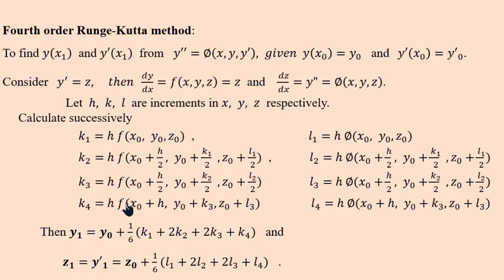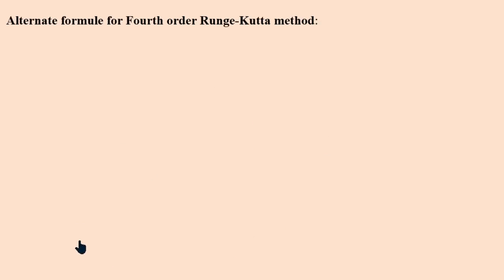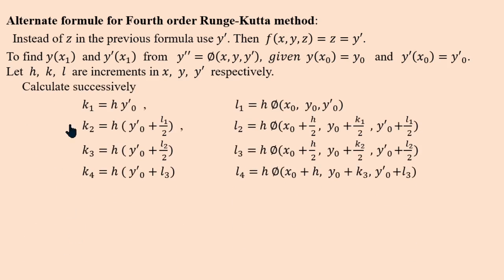Therefore instead of taking this f, directly take the value of f of x, y, z, and instead of taking z you take y dash. So the formula becomes k1 is h into y naught dash, k2 is h into y naught dash plus L1 by 2. Here this is multiplication, not function. k3 is h into y naught dash plus L2 by 2, k4 is h into y naught dash plus L3, and L values are same.